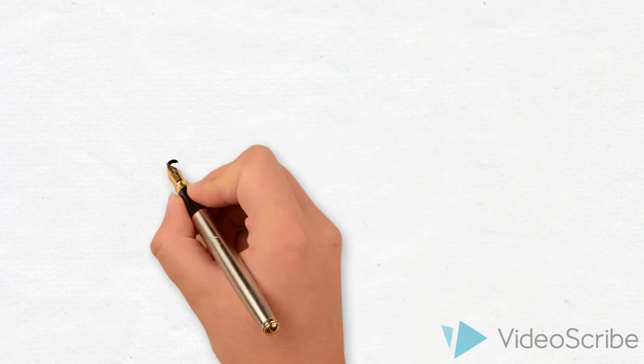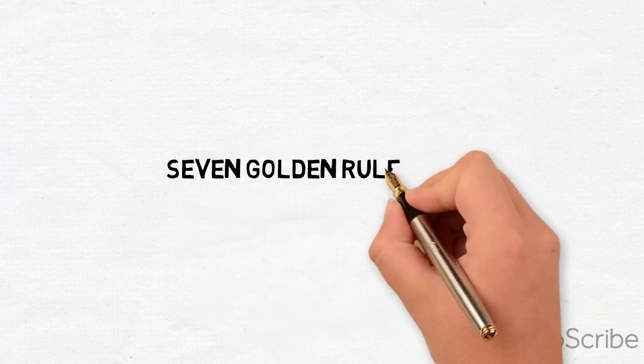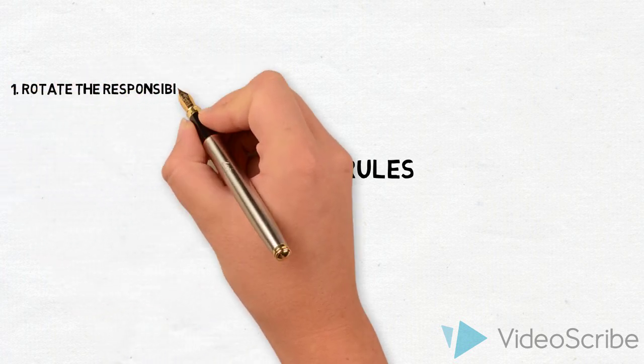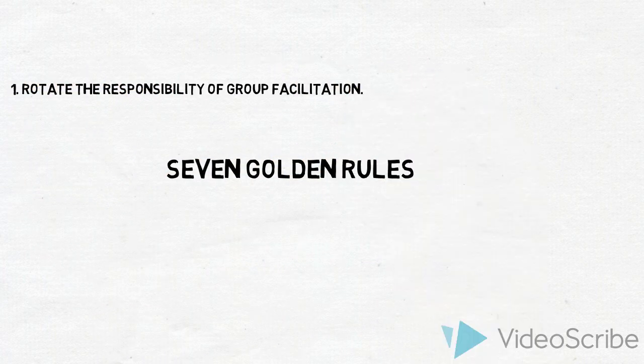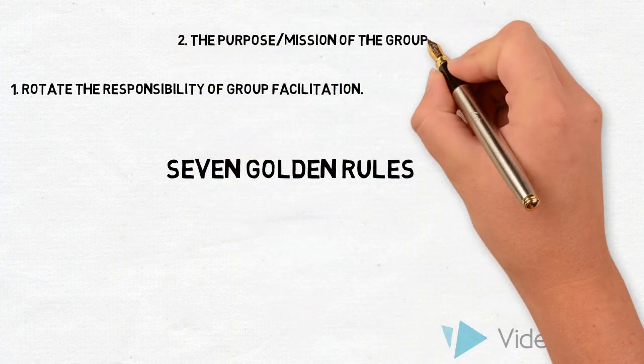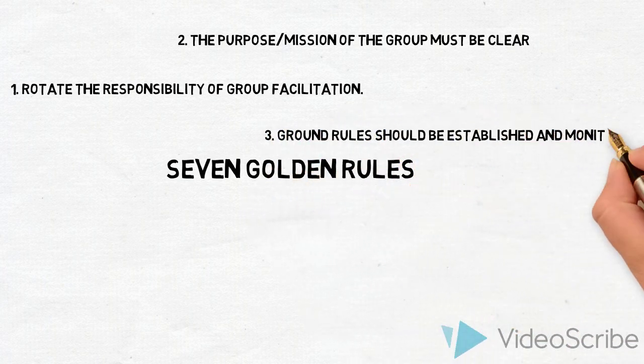In general, the following rules should be kept in mind to develop properly through the stages of group development. Rotate the responsibility of group facilitation. The purpose, mission of the group must be clear to all members and the purpose, mission should be periodically revisited. Ground rules should be established and monitored.